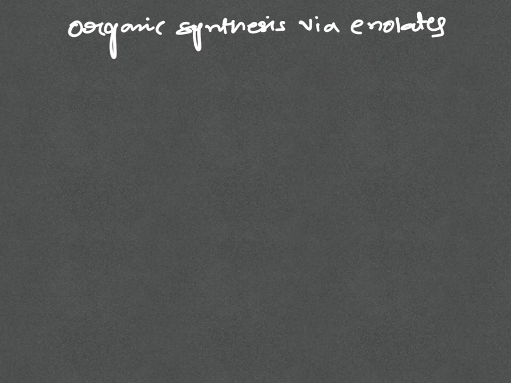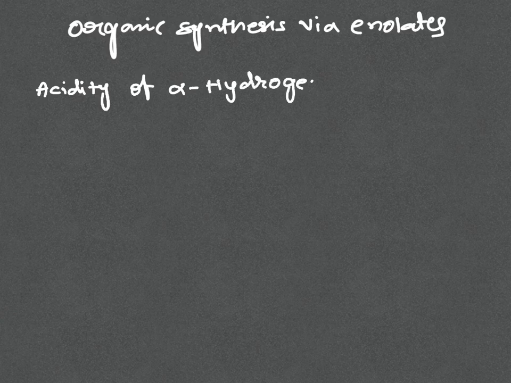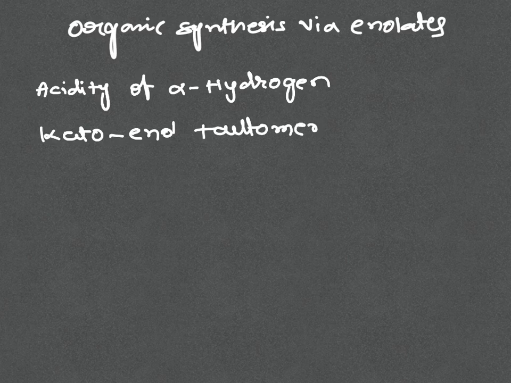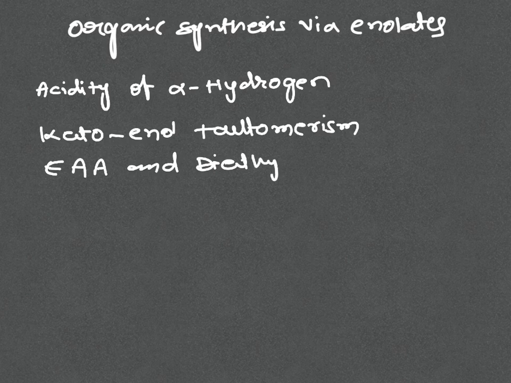In this topic, we are going to learn acidity of alpha hydrogen, keto-enol tautomerism, preparation of ethyl acetoacetate and diethyl malonate.